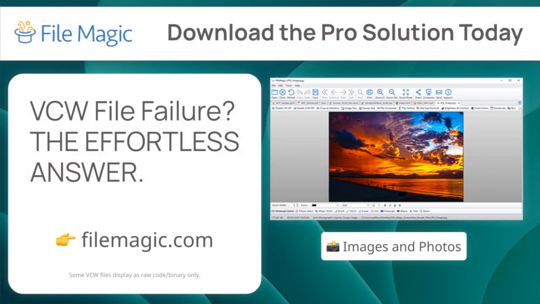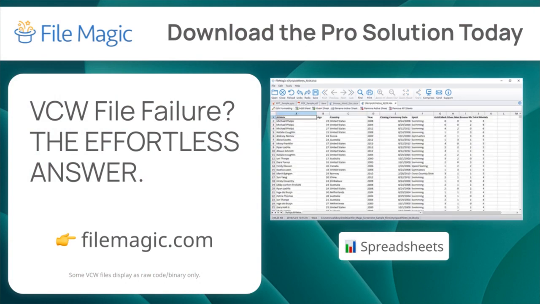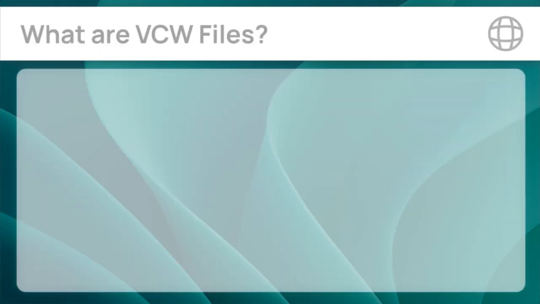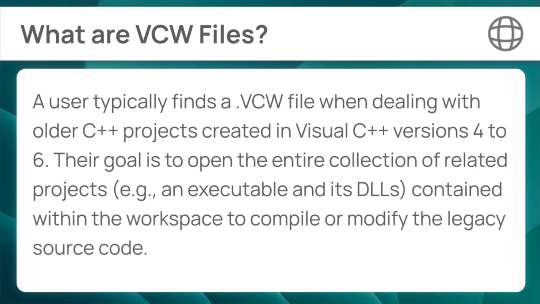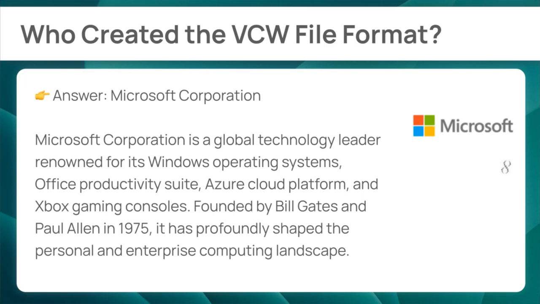We're going to rely on one simple but powerful VCW file inspection tool that is capable of reading and repairing hundreds of file types. A user typically finds a VCW file when dealing with older C++ projects created in Visual C++ versions 4 to 6. Their goal is to open the entire collection of related projects, e.g. an executable and its DLLs, contained within the workspace to compile or modify the legacy source code.